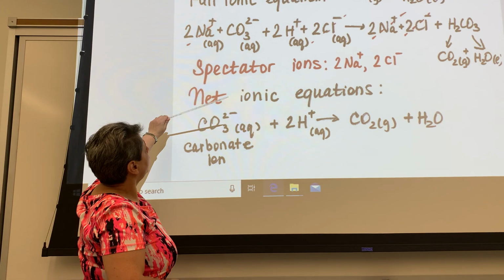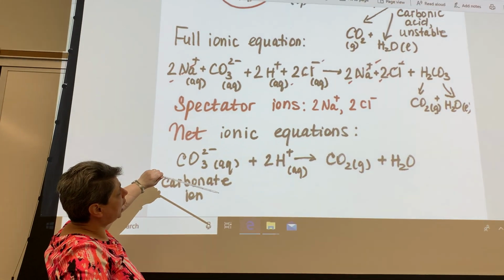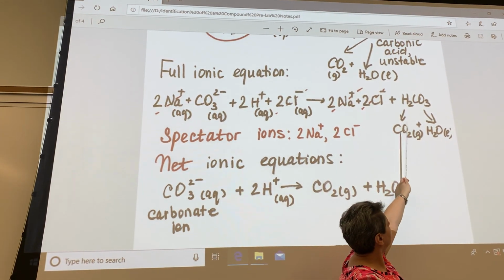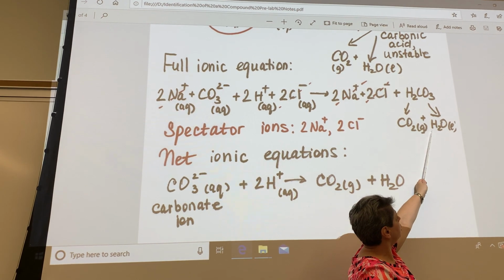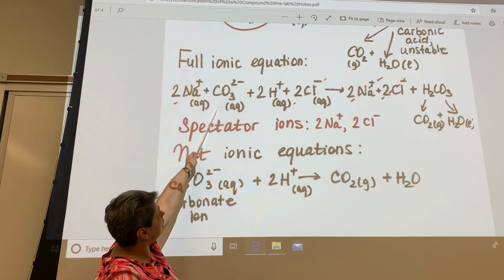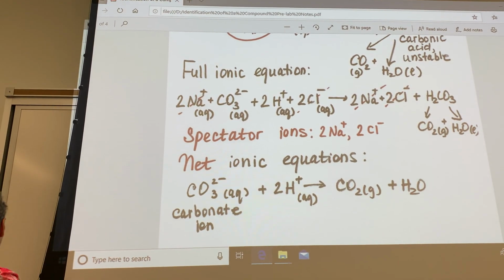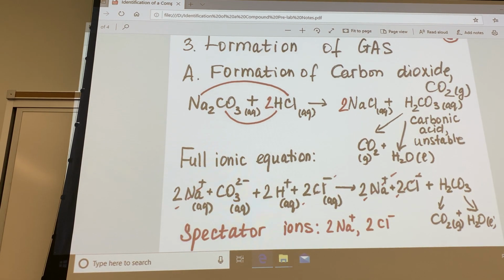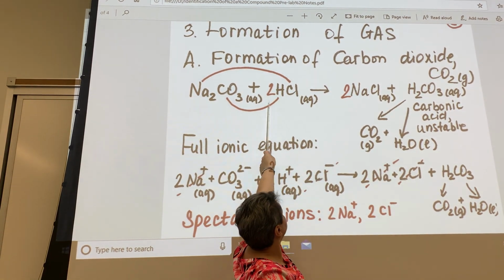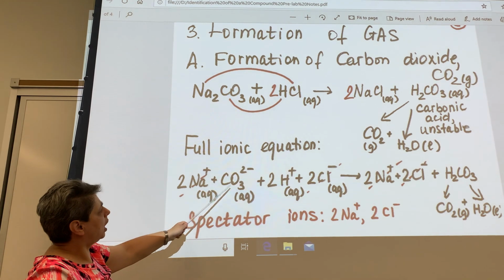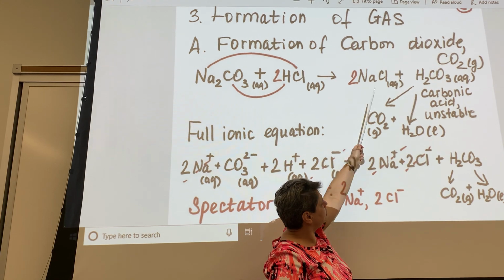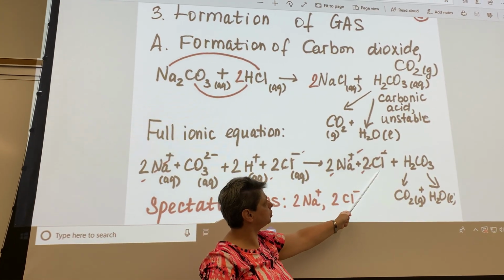So for the full ionic equation, again, I'm splitting everything up except for carbonic acid, which forms CO2 and water. CO2 is a gas, water is a liquid, so neither one of these should be split into ions. So for sodium carbonate, I have 2 sodiums and 1 carbonate. I had to balance the equation in order to make sure I have an equal number of atoms of each kind. So I had to put 2 in front of HCl. And so for HCl I have 2H+ and 2Cl-. And then here I made 2 sodium chloride units, so I split them up into 2Na and 2Cl.